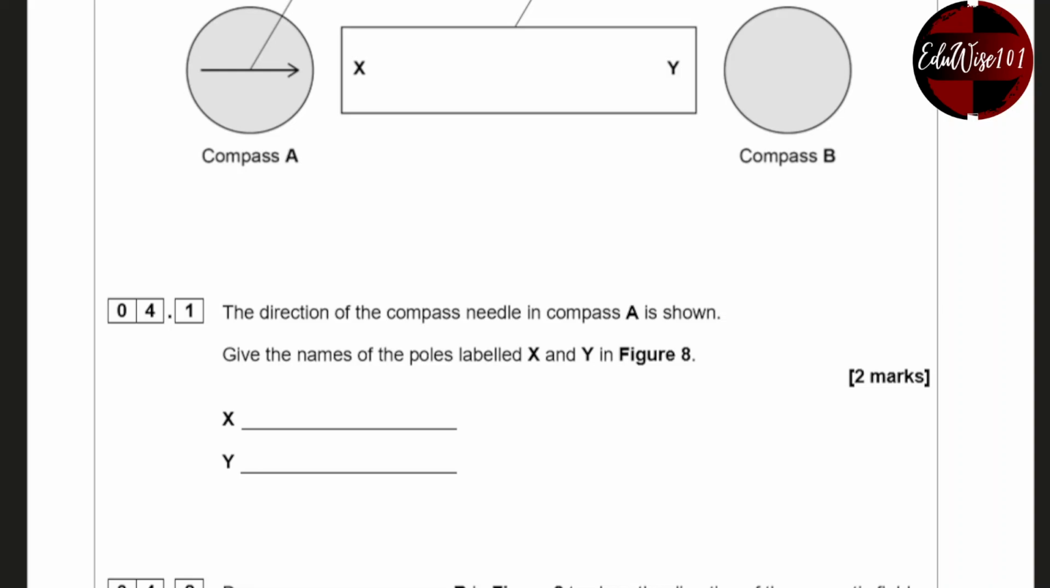Now, in any compass, this arrowhead is always the north, and the end of the arrow or the needle is actually the south. If that's the north, it should always be pointing to the south end of the magnet, because opposite poles attract. If that X is south, this would make it north. So X is south pole and Y is the north pole.